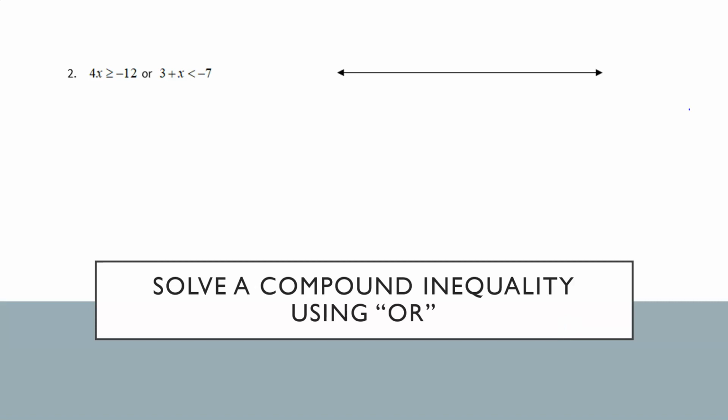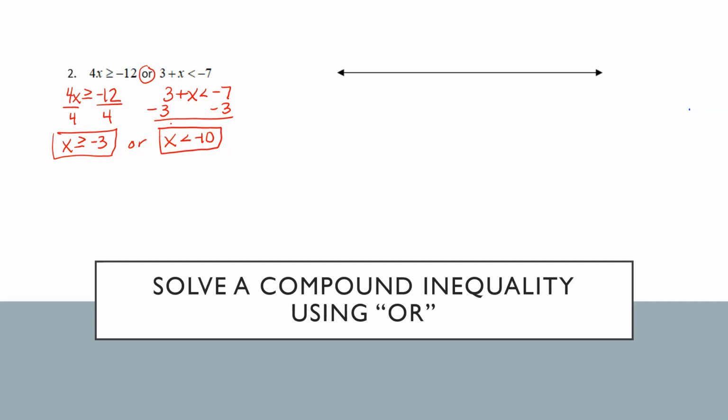So this is an or, and there it is. There's your word or. So what we need to do is solve both of these inequalities separately. So I have 4x is greater than or equal to negative 12. I'm going to divide by 4. So now I have x is greater than or equal to negative 3. That's one of them. Or now we're going to solve this one. We're going to get x alone, just like we did in the last section. I'm going to subtract 3. Then I have x is less than negative 10.